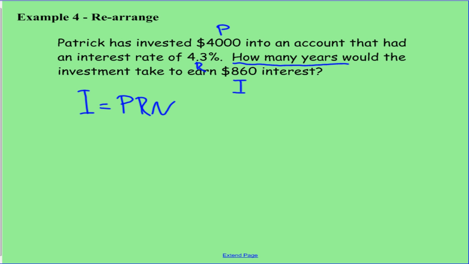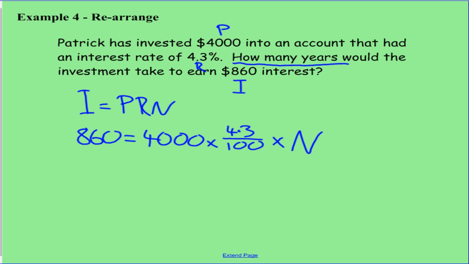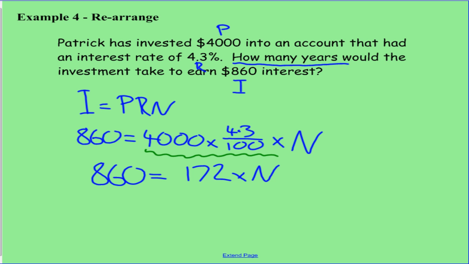Let's go ahead and sub these values straight in. 860 equals 4,000 multiplied by the rate, which is 4.3% over 100, multiplied by, we don't know what the time is, so we're going to leave it as n. Now first off, we can do this side of the equation. We can multiply 4,000 by the 4.3 over 100, so we're going to go ahead and do that. Leaves us with 860 on this side and 172 over here, and that's still multiplied by n.